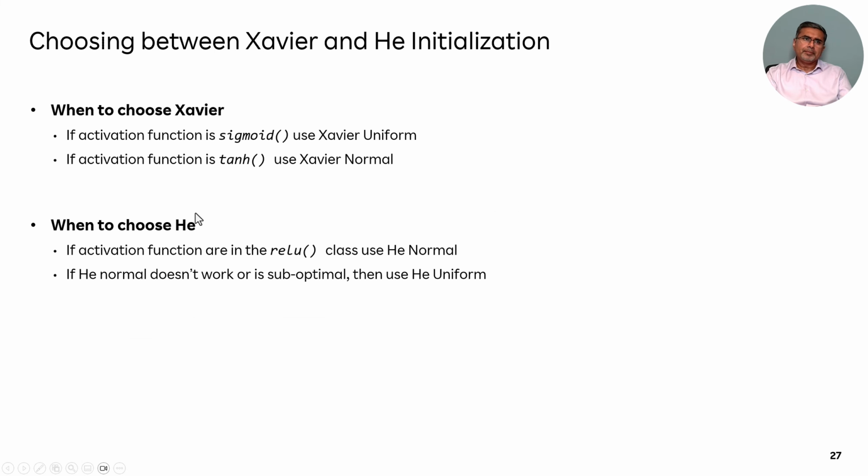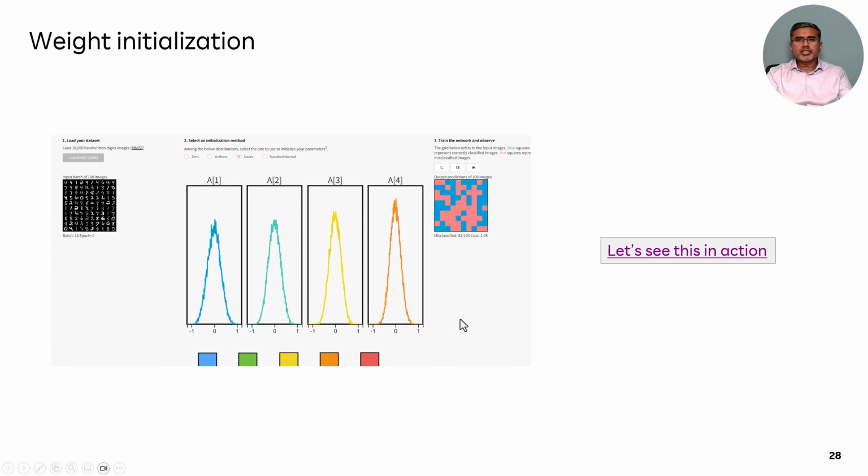So, when do you choose Xavier and when do you choose He? There are some general guidelines. If your activation function is sigmoid, they recommend using Xavier uniform. If your activation function is tanh, then they recommend using Xavier normal. And when to use He, if your activation function is ReLU, they say start with He normal. And if that doesn't work, or it's suboptimal, or it's taking too long to converge, then use He uniform is what they say.